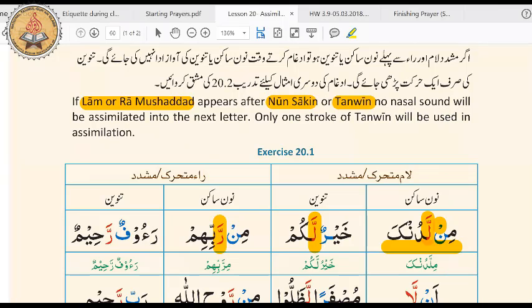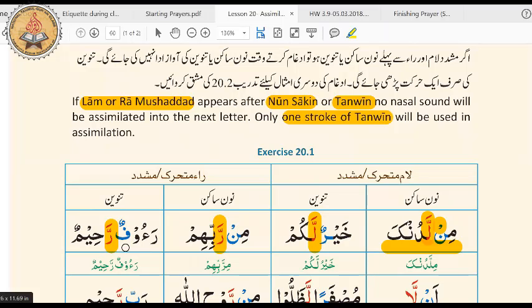The same thing happens in the last box over here. Again, you have the example of ra mushaddad. And the letter before, in this case, it's not a noon sakin like it was in the previous box, but it is a tanween. Can you see the fa is a tanween letter? It has a dhammatain on it. So what will happen is, when joining the fa with the ra, I wouldn't say funra. I will only use one stroke of the tanween.